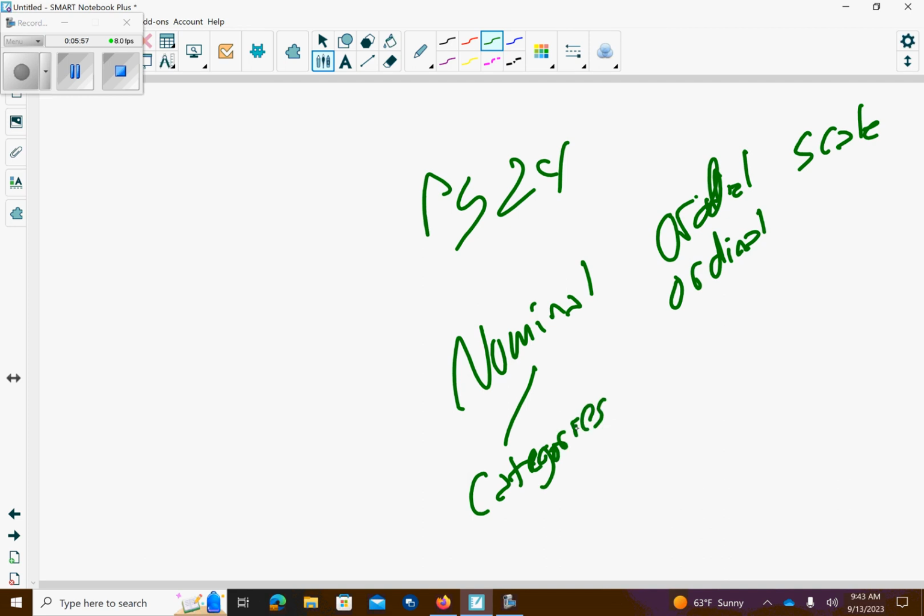They could be like your favorite TV show, things that you can't calculate. So you can't find the mean, and you can't find the standard deviation with nominal data. Ordinal data is like your ACT scores or your SAT scores or your AP scores, anything like that. That would be ordinal data.